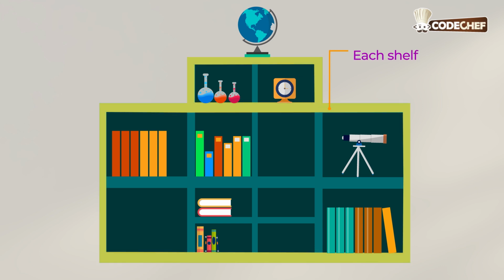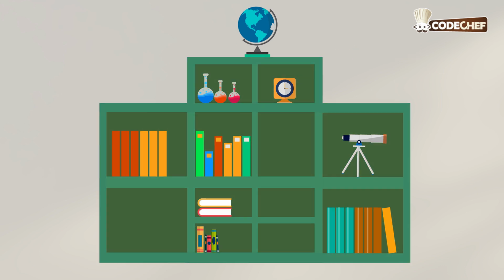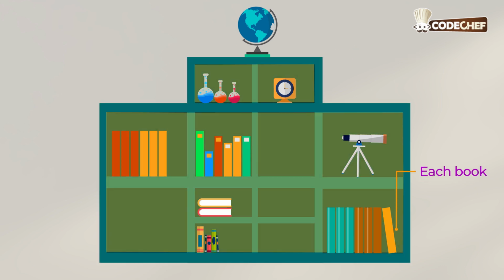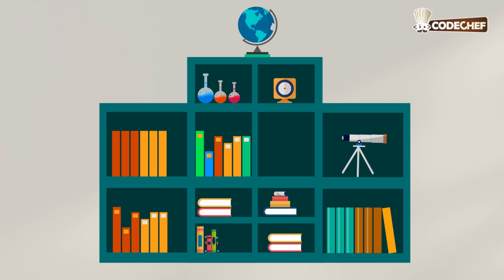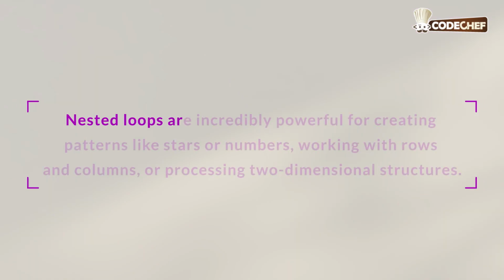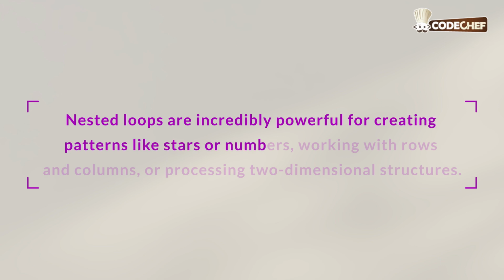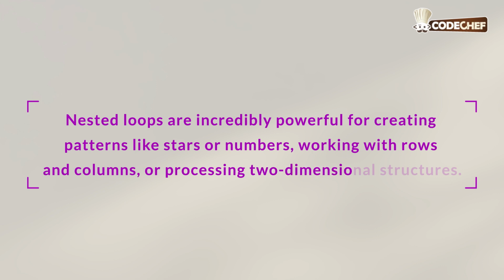The outer loop represents each shelf and the inner loop represents each book on the shelf. You place all books on shelf 1, then move to shelf 2 and place all the books there, and so on. So, nested loops are incredibly powerful for creating patterns like stars or numbers, working with rows and columns, or processing two-dimensional structures.